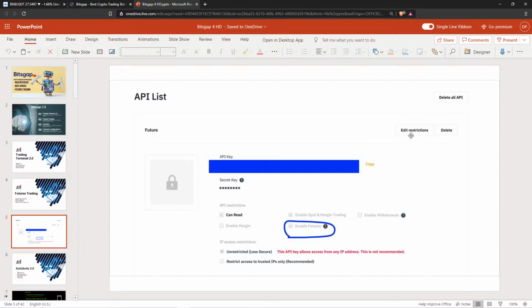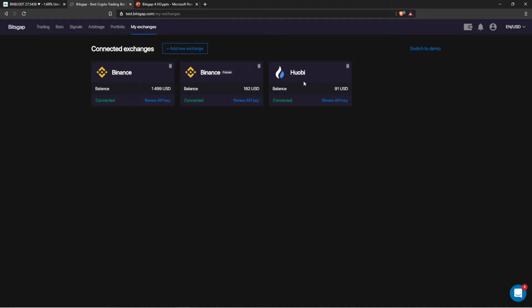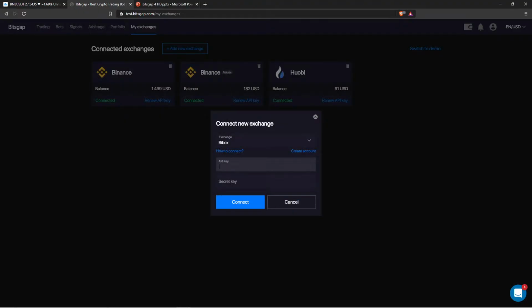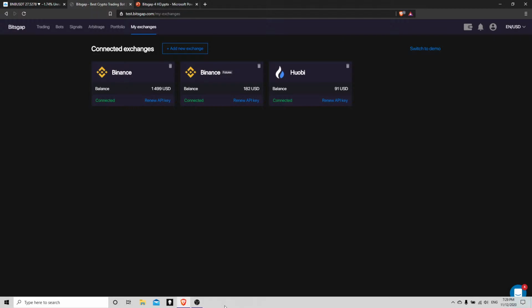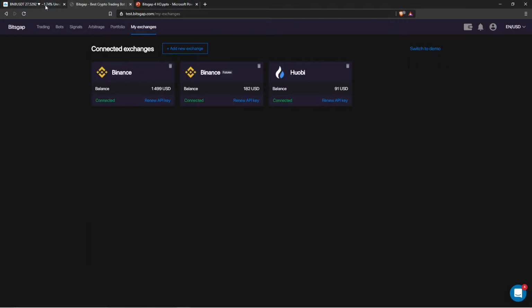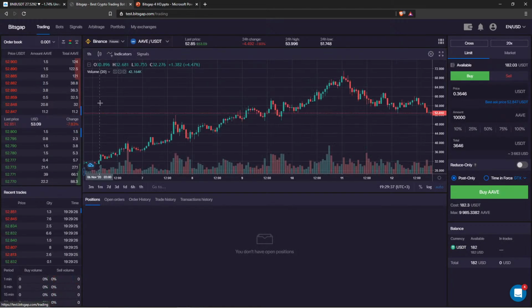So once you create it, first step, create a new API key. Next step, click on edit restrictions. And third step, enable futures trading. And add this API key and secret key right here as you add your exchange. And now you will get this Binance Futures, which you can now use to trade futures. So let's go back to the trading section here.